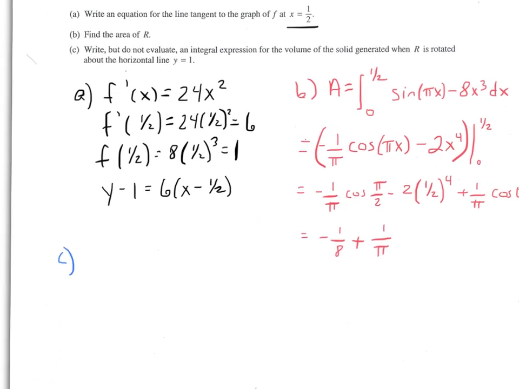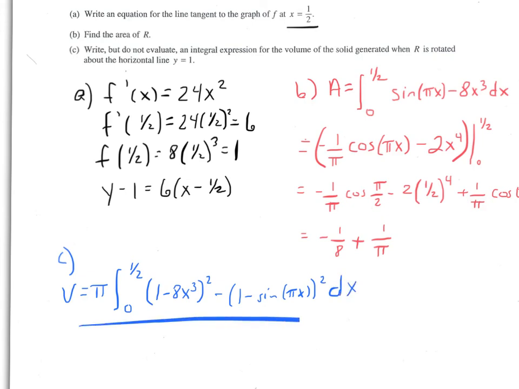Okay. So we've got that the volume is equal to pi, again going from 0 to 1/2, our outer radius minus our inner radius. And we don't have to evaluate, so that is our answer for part C.